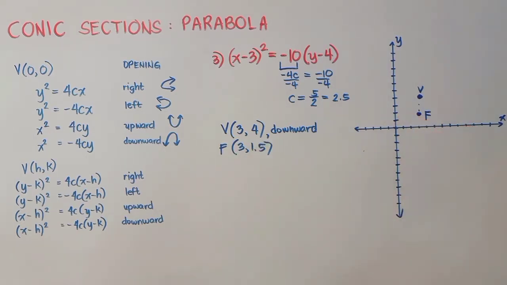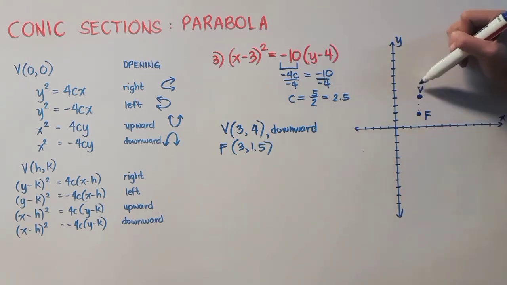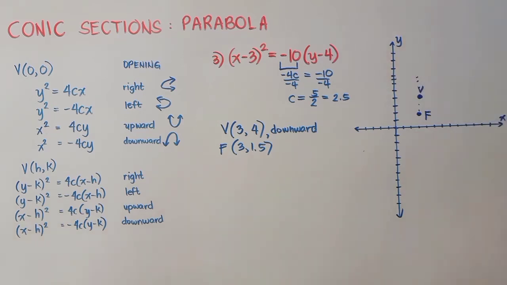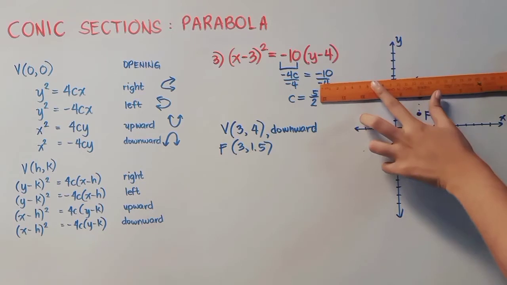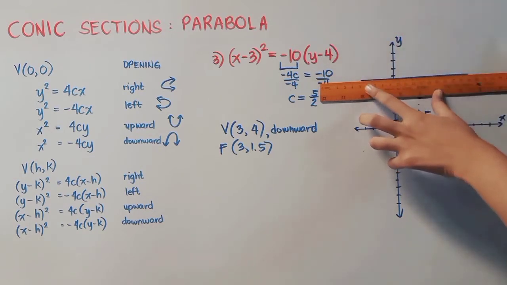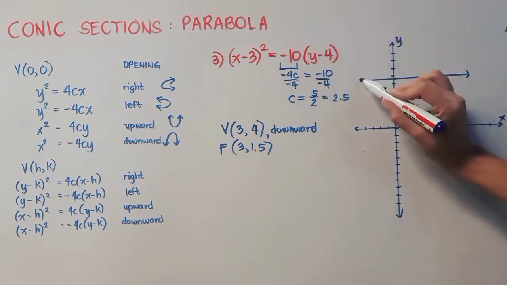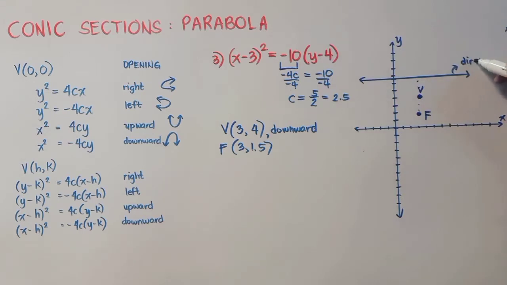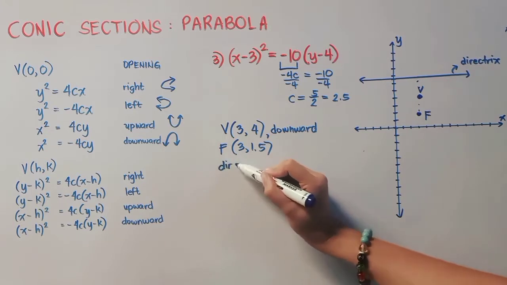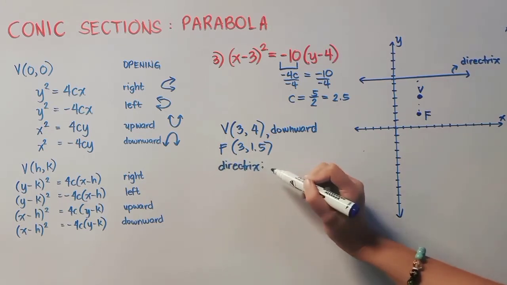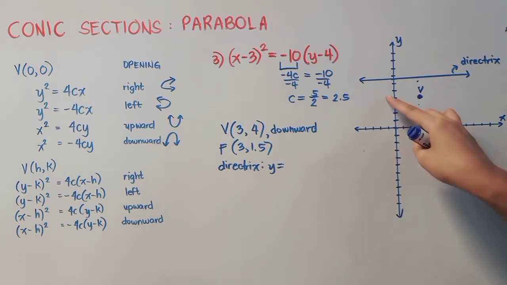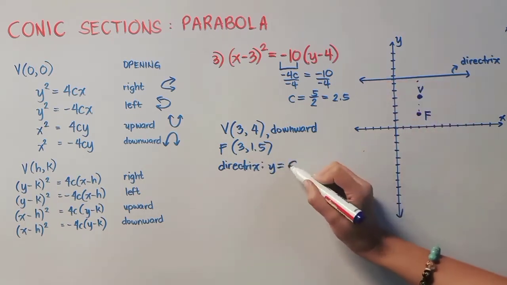Now we will use again our c to get our directrix. So we will count 2.5 units from our vertex. So it is this point here. Remember, our directrix is a line. So we'll just have to create a line passing through that point. This is our directrix. Now this line passes through 6.5 in the y-axis. Therefore, our equation is y is equal to 6.5.